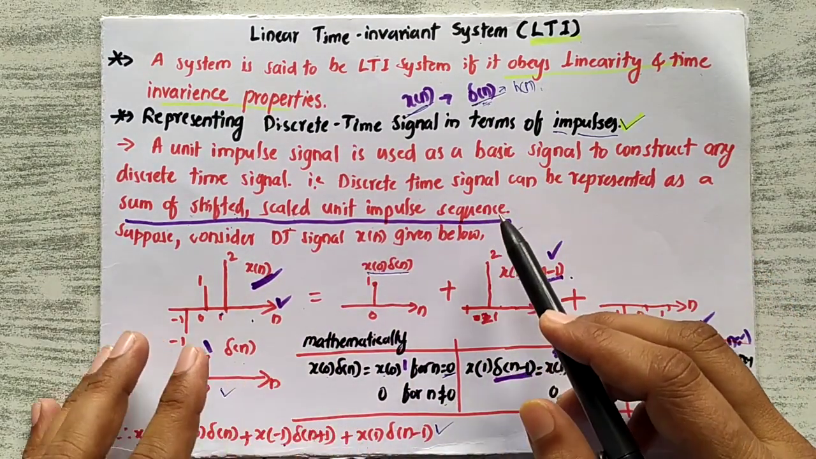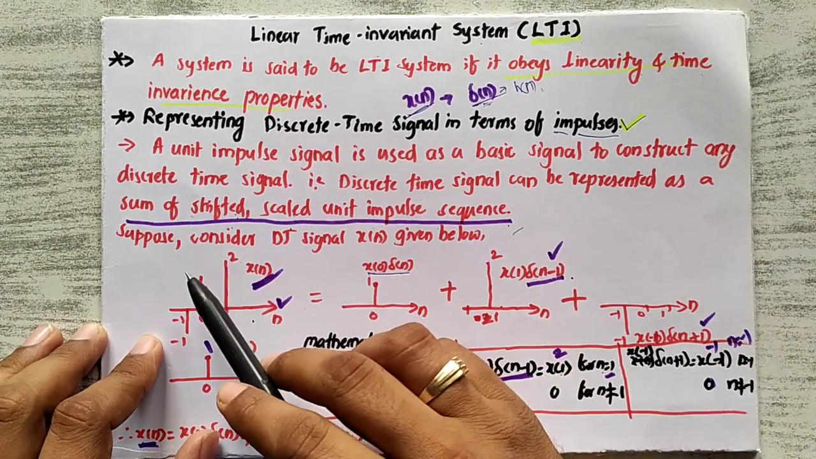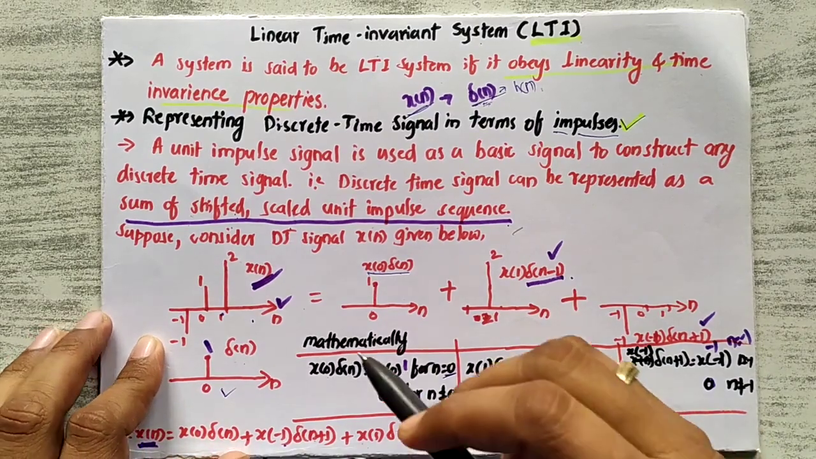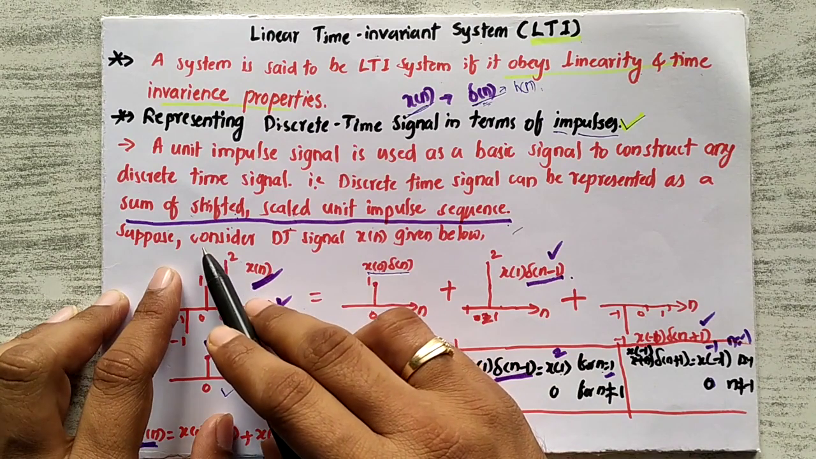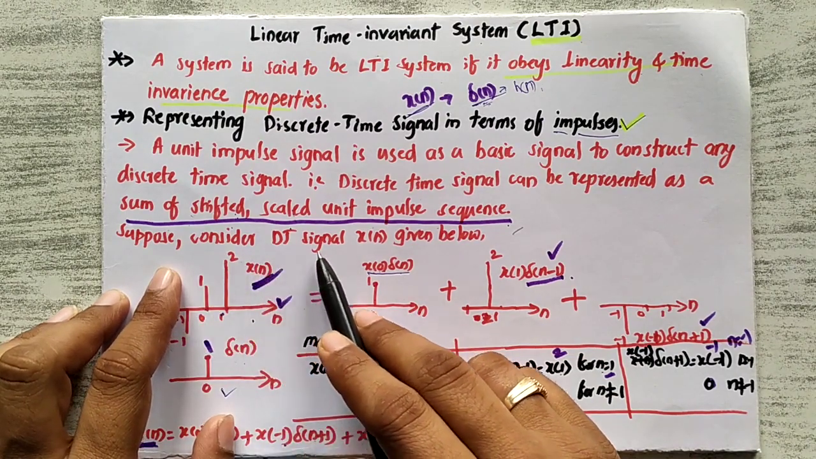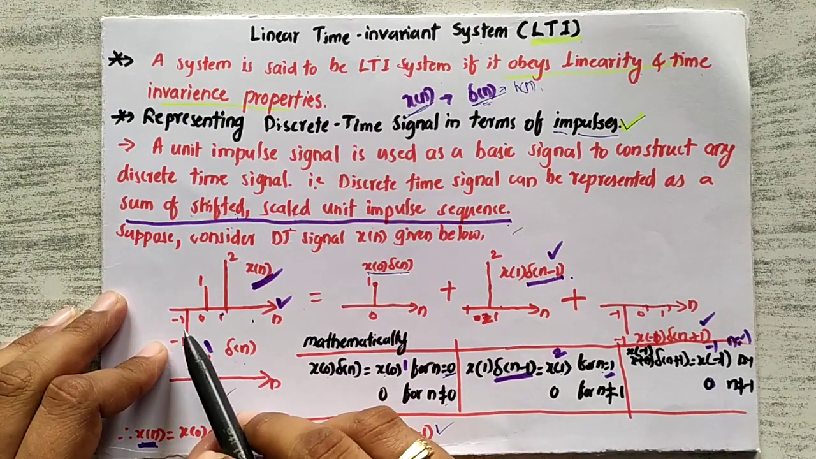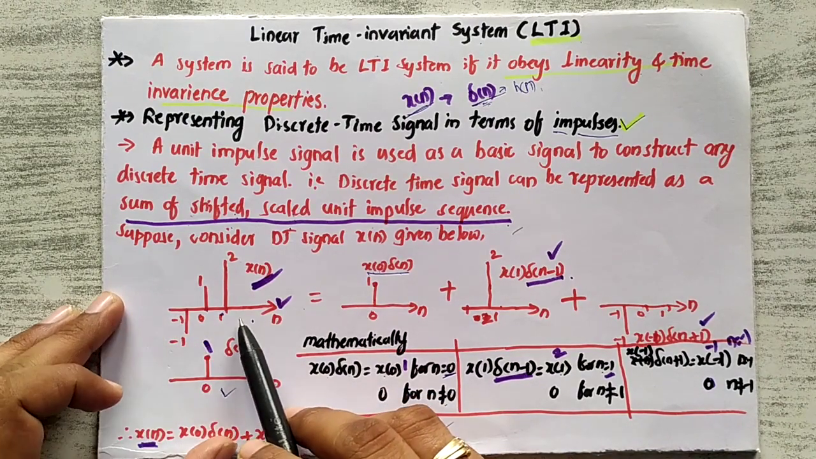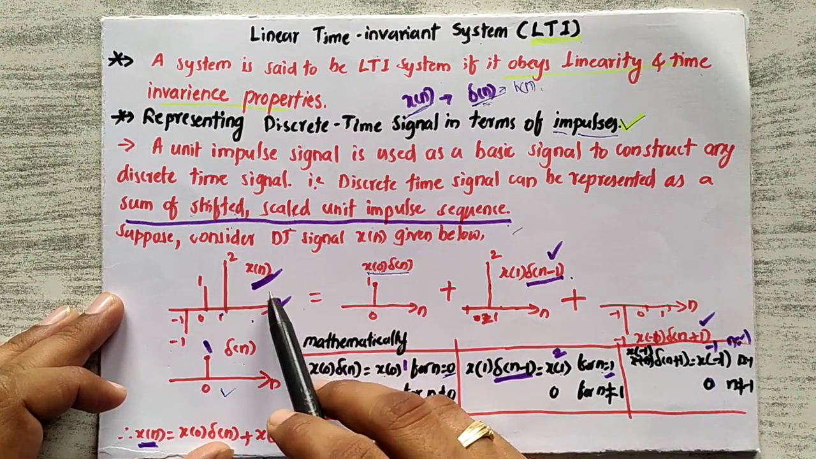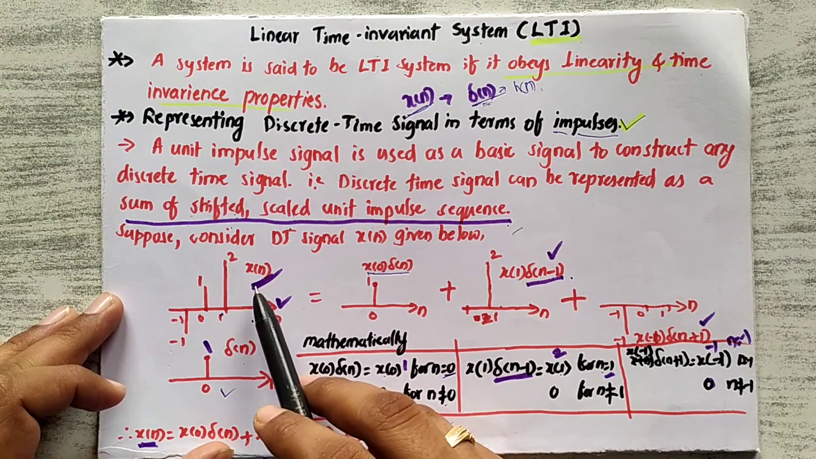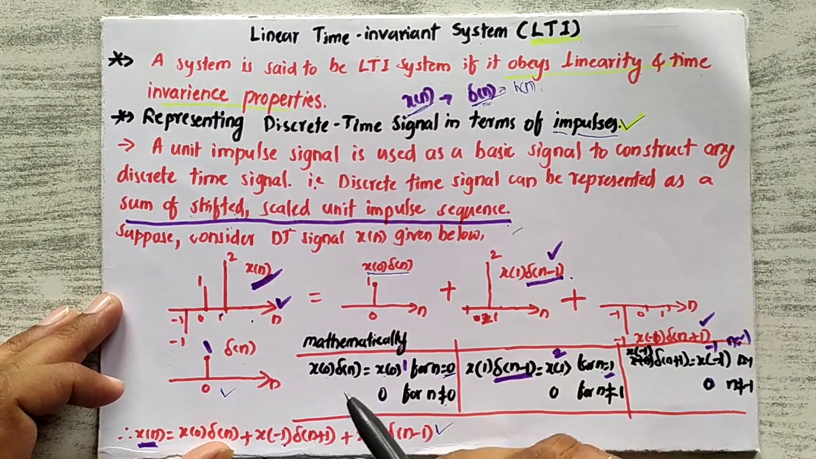For a better understanding of this one, we will do it using a signal example. Here you can see, consider a discrete time signal x of n as given below. It varies from -1 to 1 and its amplitudes are -1, 1 and 2. This is the given x of n, and this x of n can be represented in terms of delta n. How can it be done?